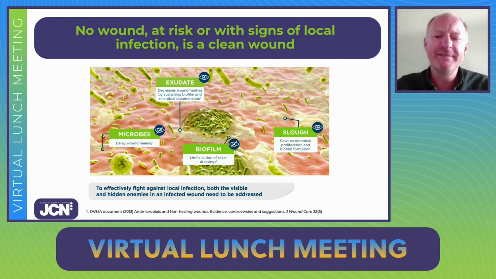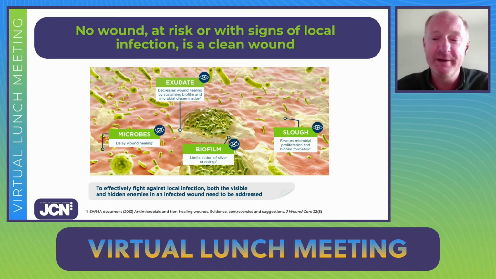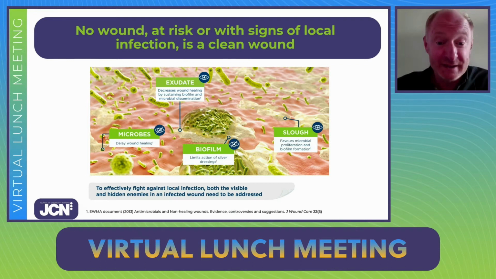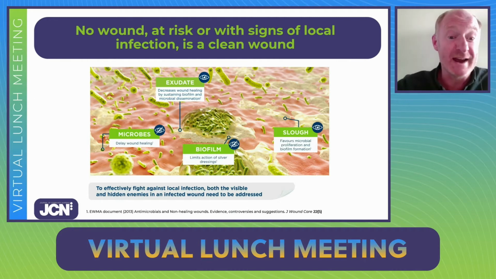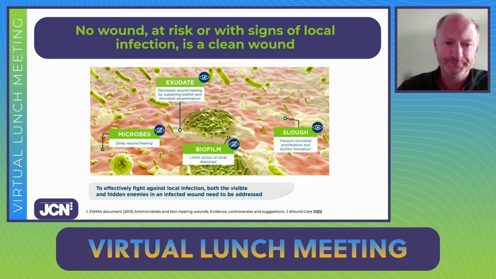So to effectively fight against local infection and minimize the chance of recurrence, both the visible and the hidden barriers need to be removed. And these four enemies are exudate, which can decrease wound healing by sustaining biofilm, slough, which favors microbial proliferation, biofilm itself, which can limit the action of silver dressings, and obviously the microbes which delay healing.